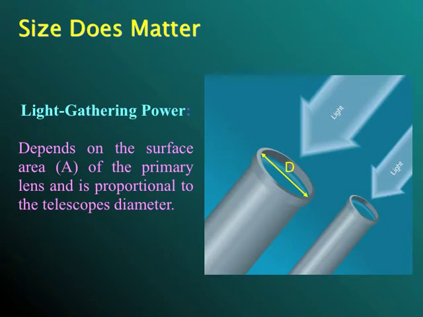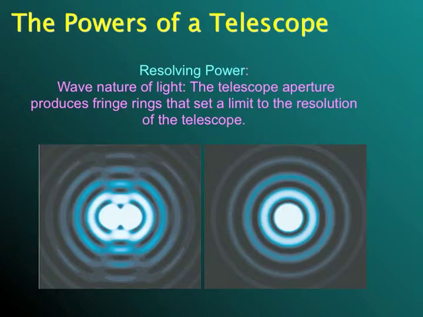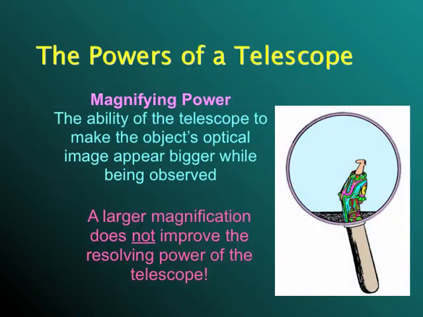As we talked about last time, the amount of light you can gather depends on the surface area of the mirror or lens. The larger the mirror or lens, the more light gets in. The resolving power of a telescope has to do with the ability to create a sharp image. And magnification power has to do with how big an image appears.